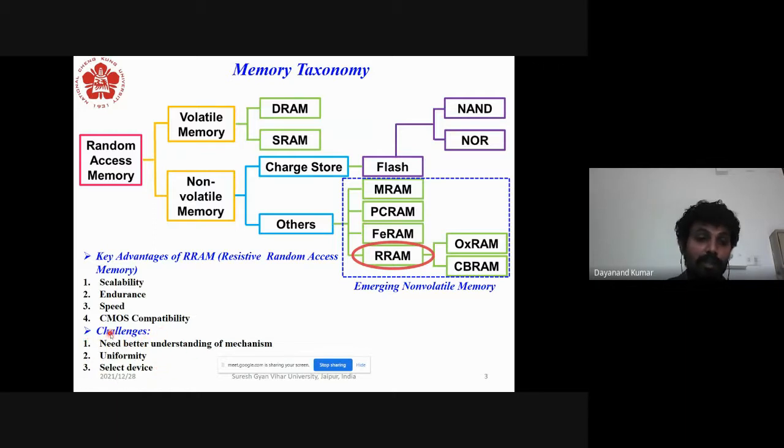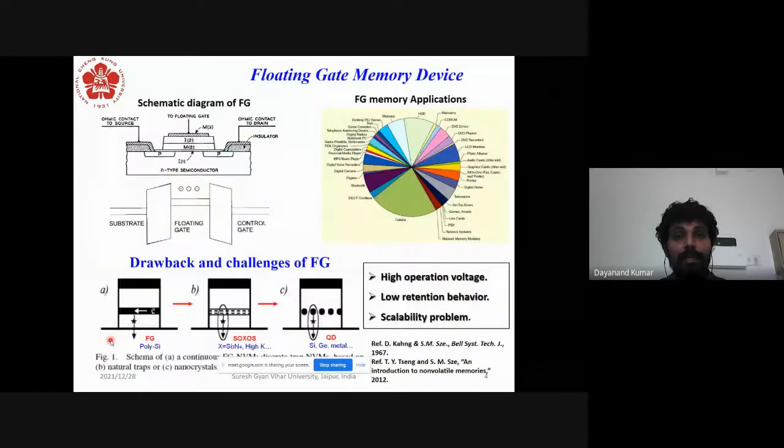So that is a good choice of device for artificial intelligence. Another thing, we come to the floating gate memory, because the floating gate memory was invented by Simon Sze in the Bell Laboratories.